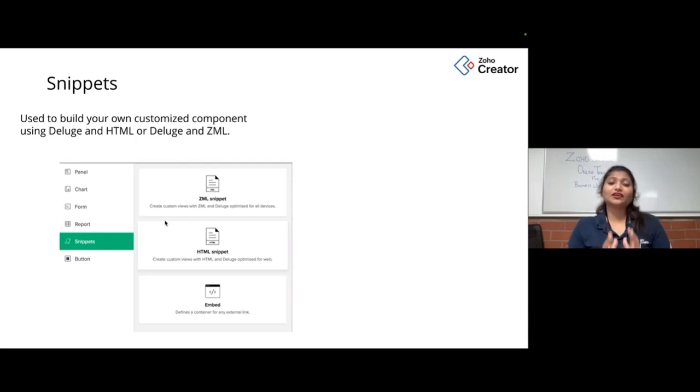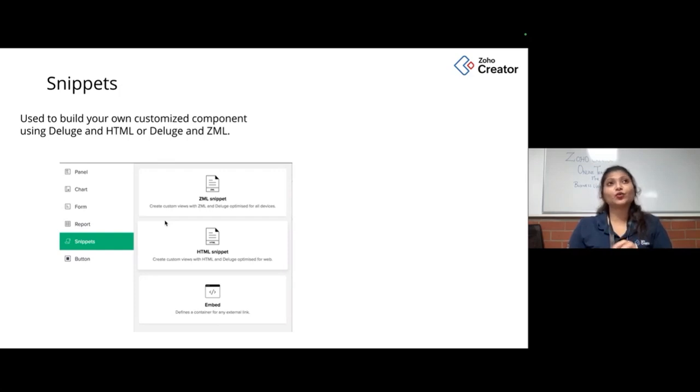And then we have snippets. This is something that comes under the advanced feature for the page component. It is used to build your own customized component using Deluge HTML or Deluge and ZML, right? So let's say you would like to create a customized table, or any customized chart or a panel, or anything that you would like to customize.